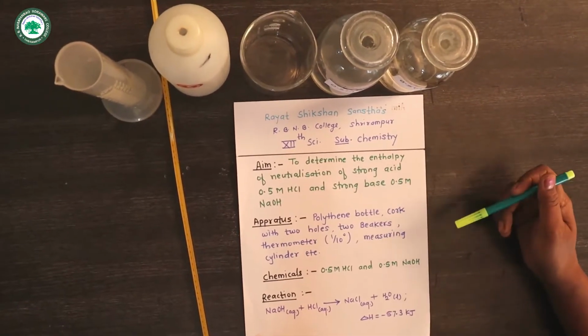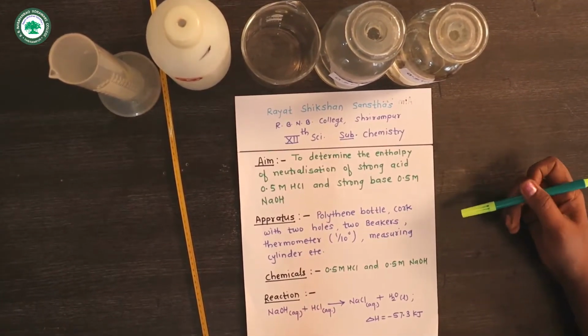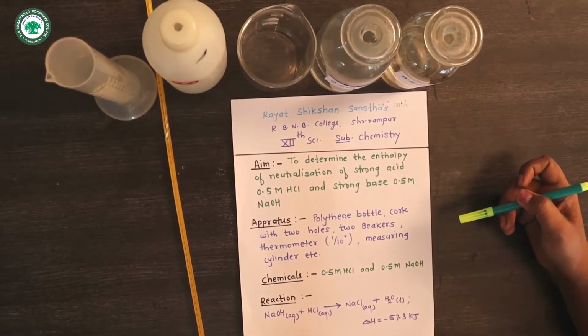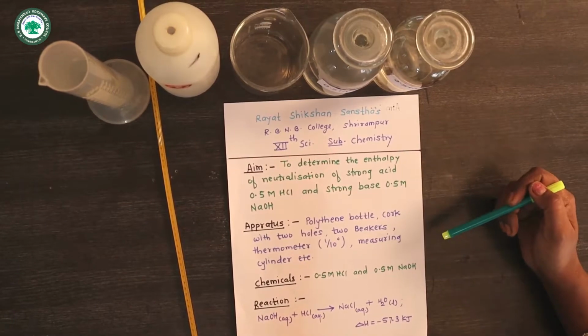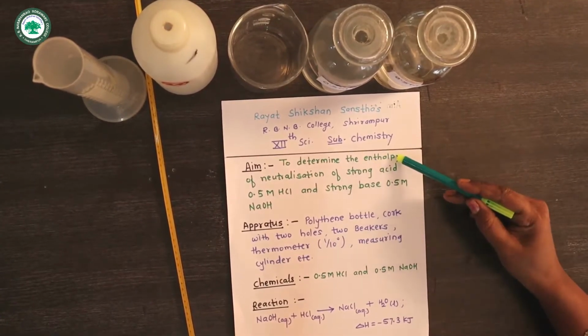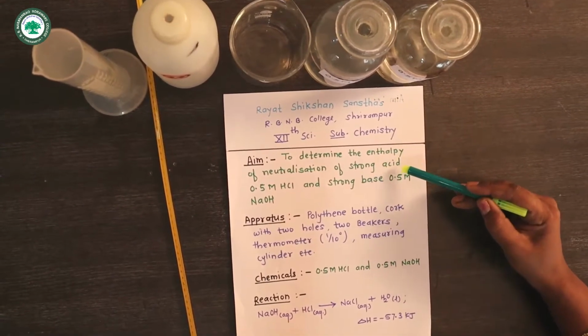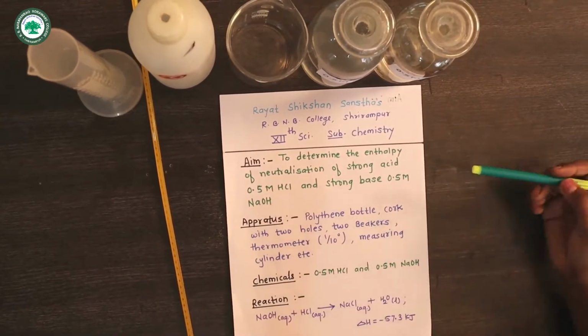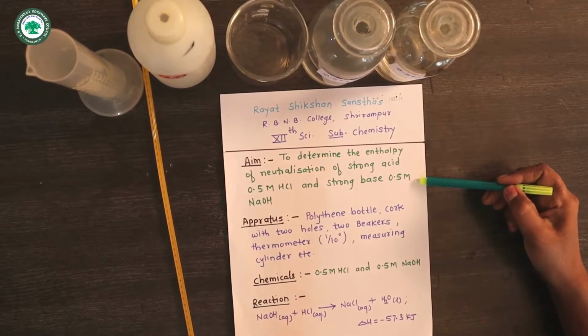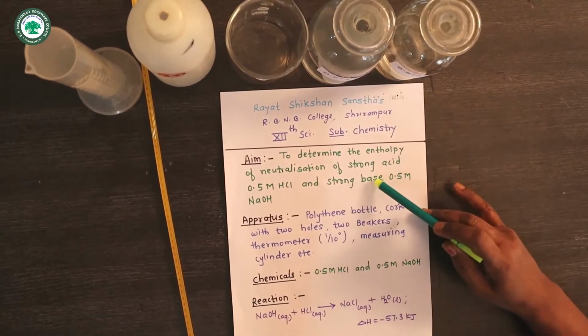Now we'll start the next physical chemistry experiment. Let us see the aim of this experiment: to determine the enthalpy of neutralization of strong acid 0.05 molar HCl and strong base 0.05 molar NaOH.